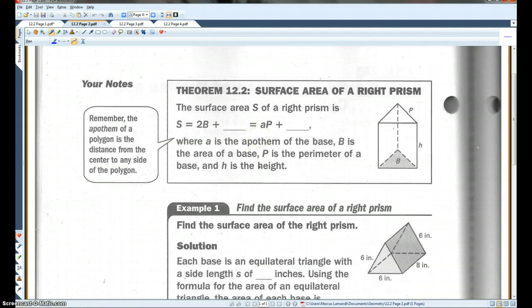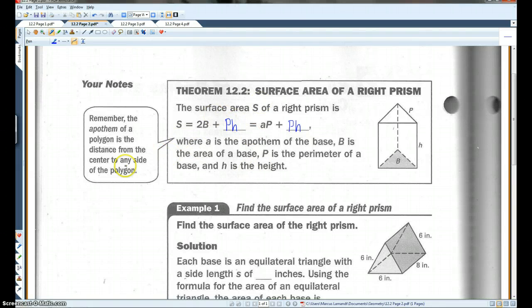Theorem 12.2, surface area of a right prism. The surface area S of a right prism is S = 2B + Ph. Or you could write it as 2(aP/2)... that is, aP + Ph, where a is the apothem of the base, B is the area of the base, P is the perimeter of the base, and h is the height.